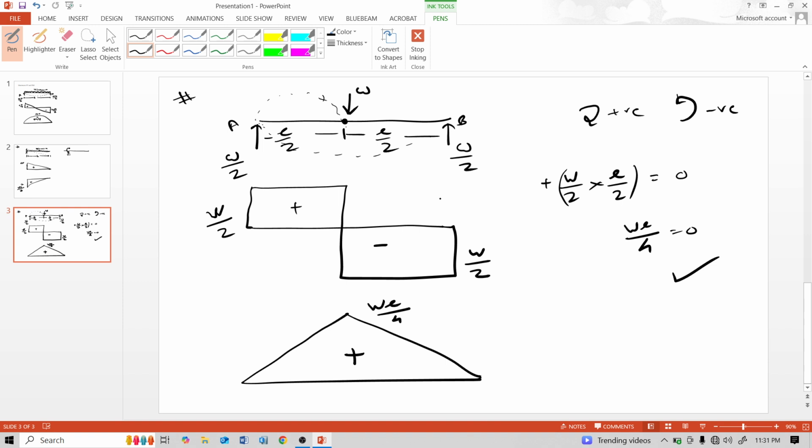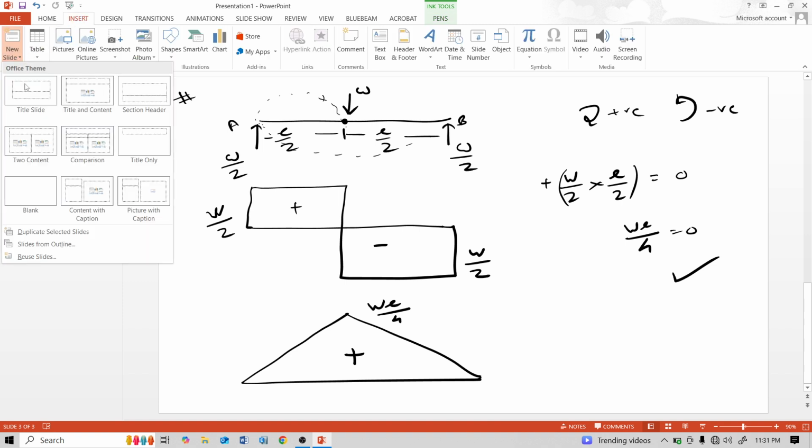Next beam is simply supported beam with point load acting at eccentric. See here diagram, in diagram.